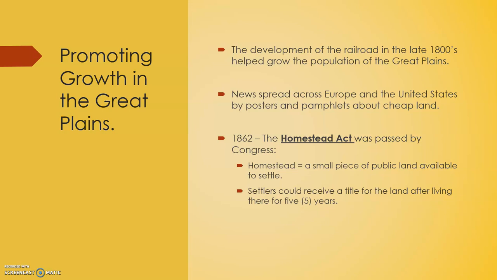Now, a homestead is a small piece of land available to settle. So how this worked was settlers could receive a title for the land after living on the land for 5 years. So you could farm the land, work the land, raise your family on the land. If you lived there for 5 years, that land was finally yours. So this was very accommodating to people. Many people are going to move west to the Great Plains to try and have their own piece of land, their own farming ground, and things like that. So this was very appealing to a lot of people.